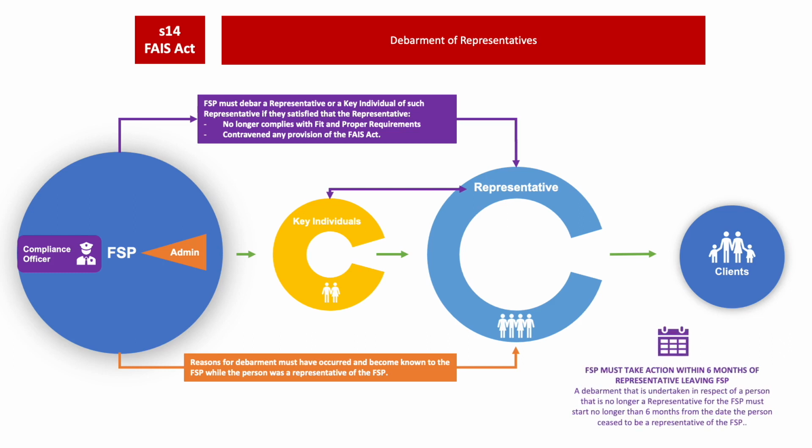The FSP must take action within 6 months of the representative leaving the FSP. A debarment that is undertaken in respect of a person that is no longer a representative for the FSP must start no longer than 6 months from the date the person ceased to be a representative of the FSP.